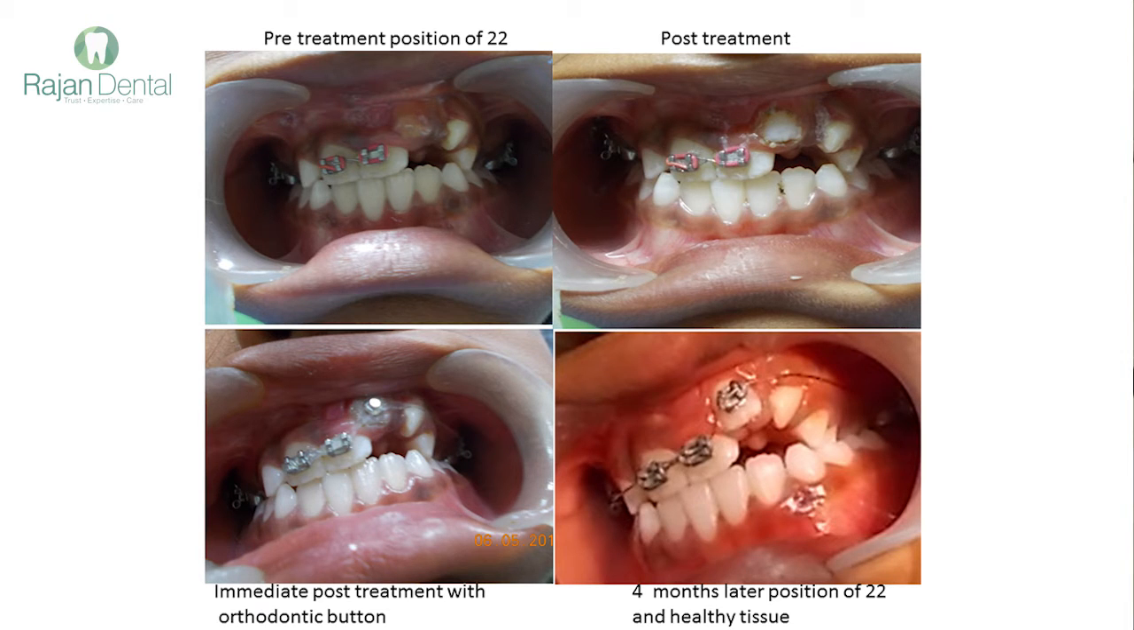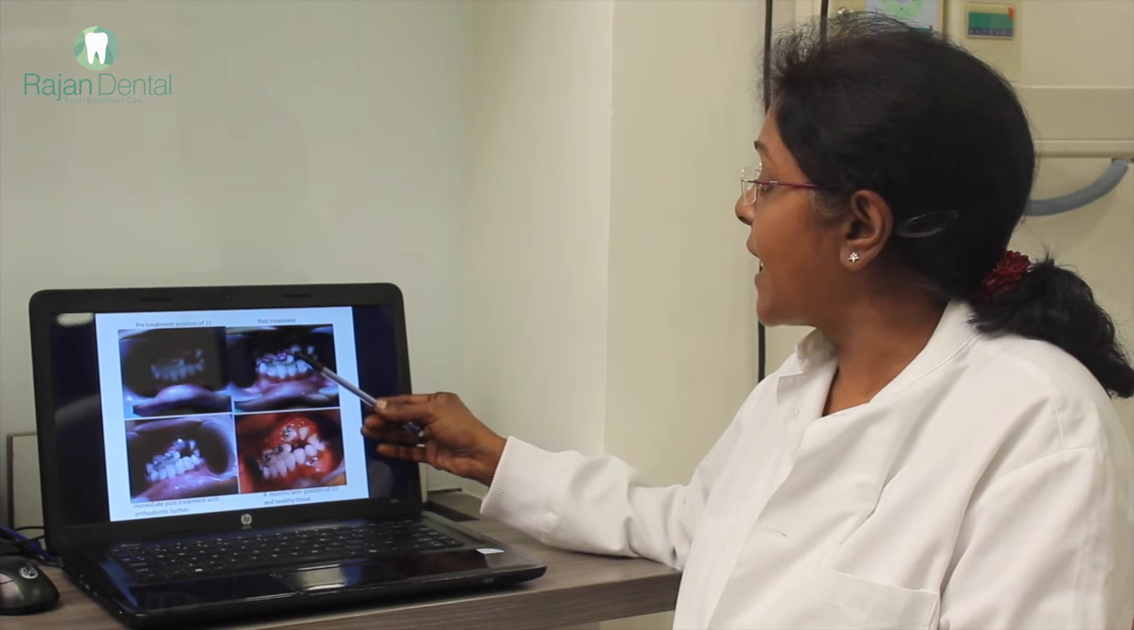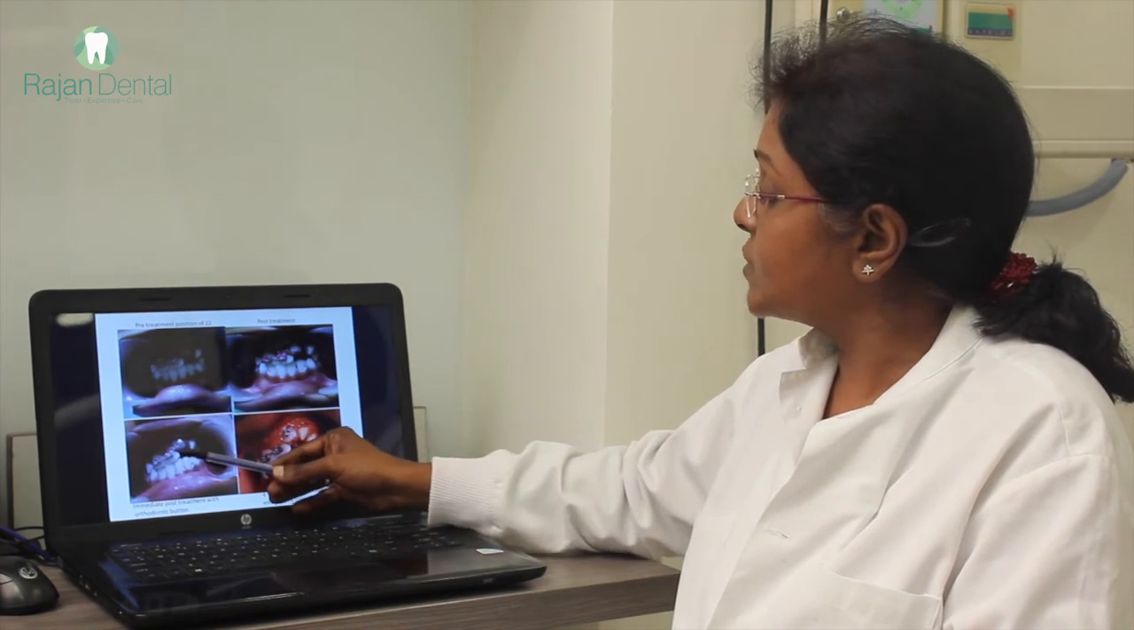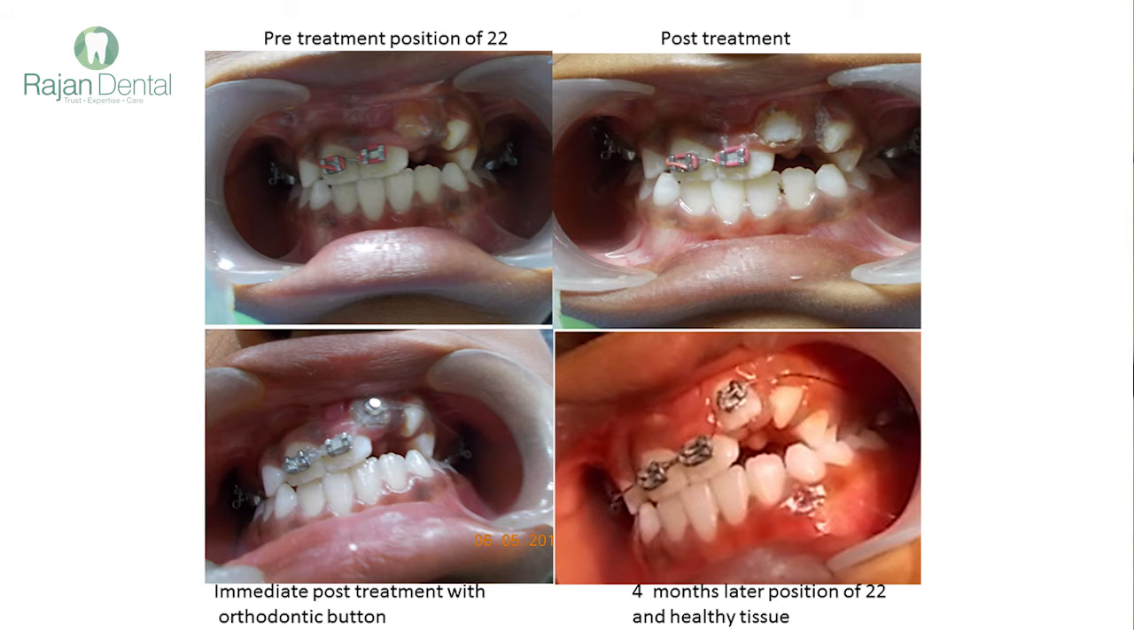So a laser was used, and the soft tissue that was adamantly sticking over the tooth was removed. Immediately the brackets were placed and the arch wire was connected, allowing the tooth to erupt. Now within 4 months you see that the tooth has almost come into the arch.